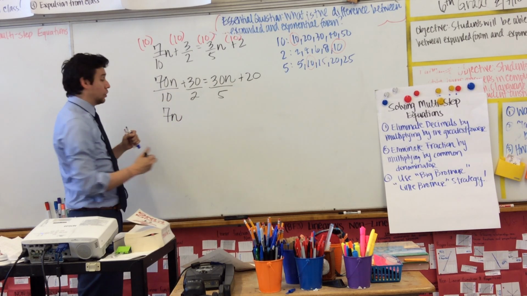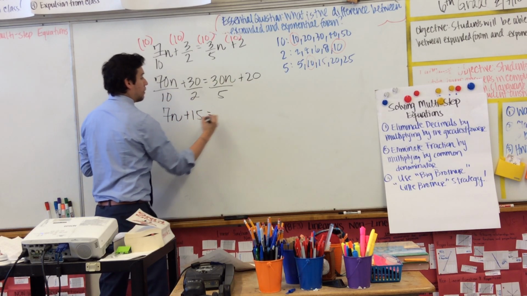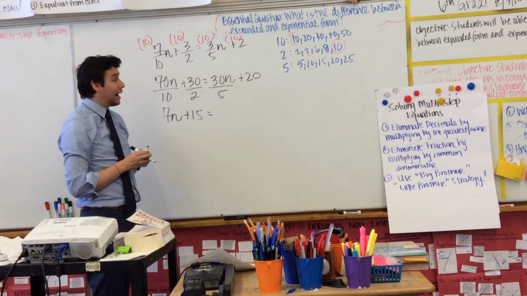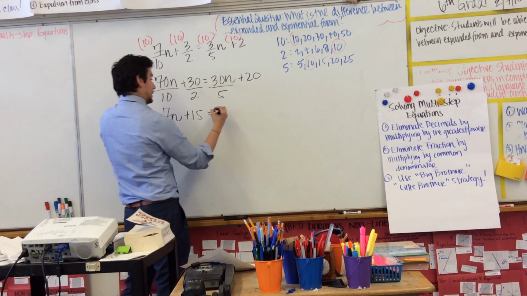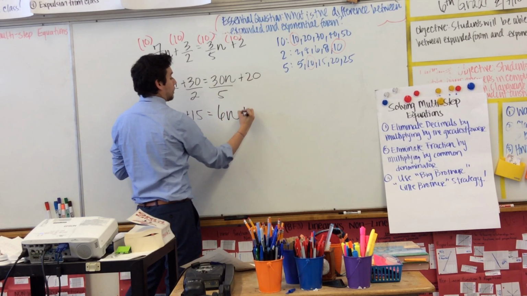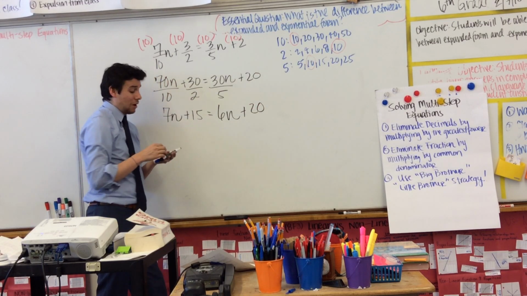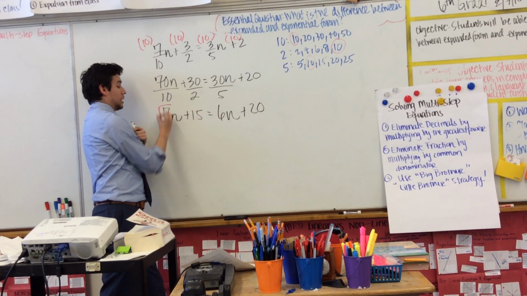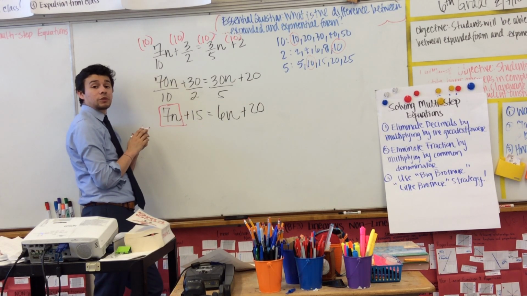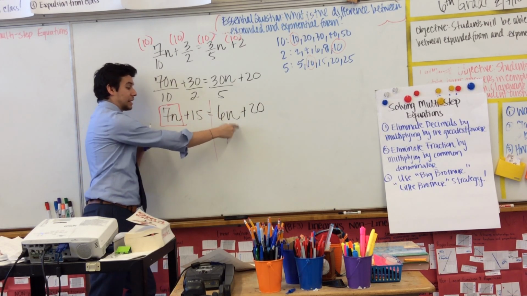30 divided by 2 is 15. 30 divided by 5 should give you 6n. And drop the constant term. Now it becomes something that we know how to solve. Box the biggest variable term. Bring that guy over here.